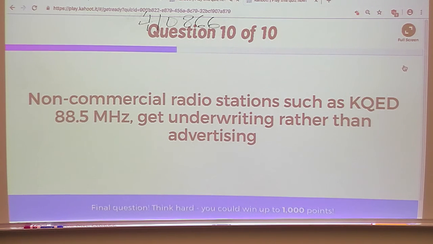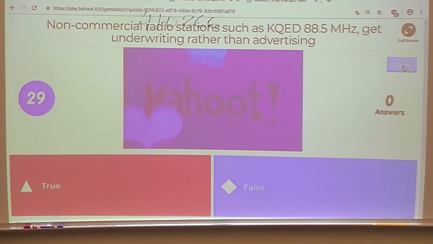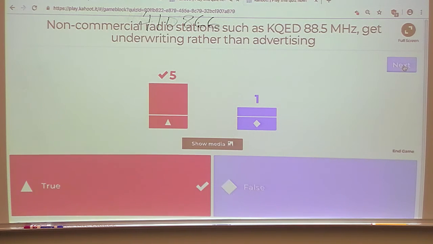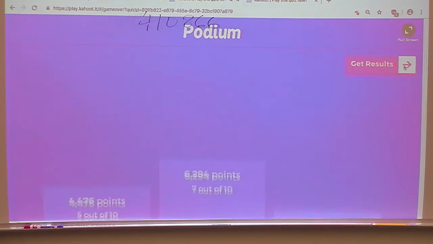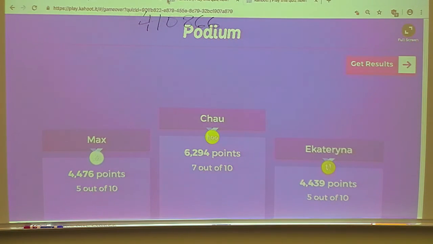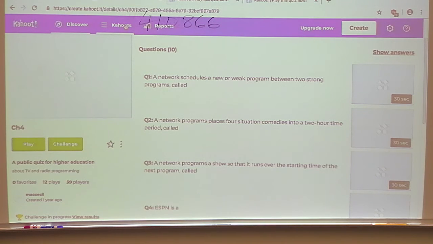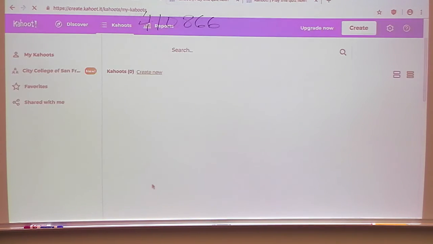Non-commercial radio stations such as KQED, which is one of our local public radio stations, get underwriting rather than advertising. True or false? Yes, most people get it. So public radio doesn't sell advertising. It gets sponsors to support its programming. And excellent job, folks. That was chapter 4.